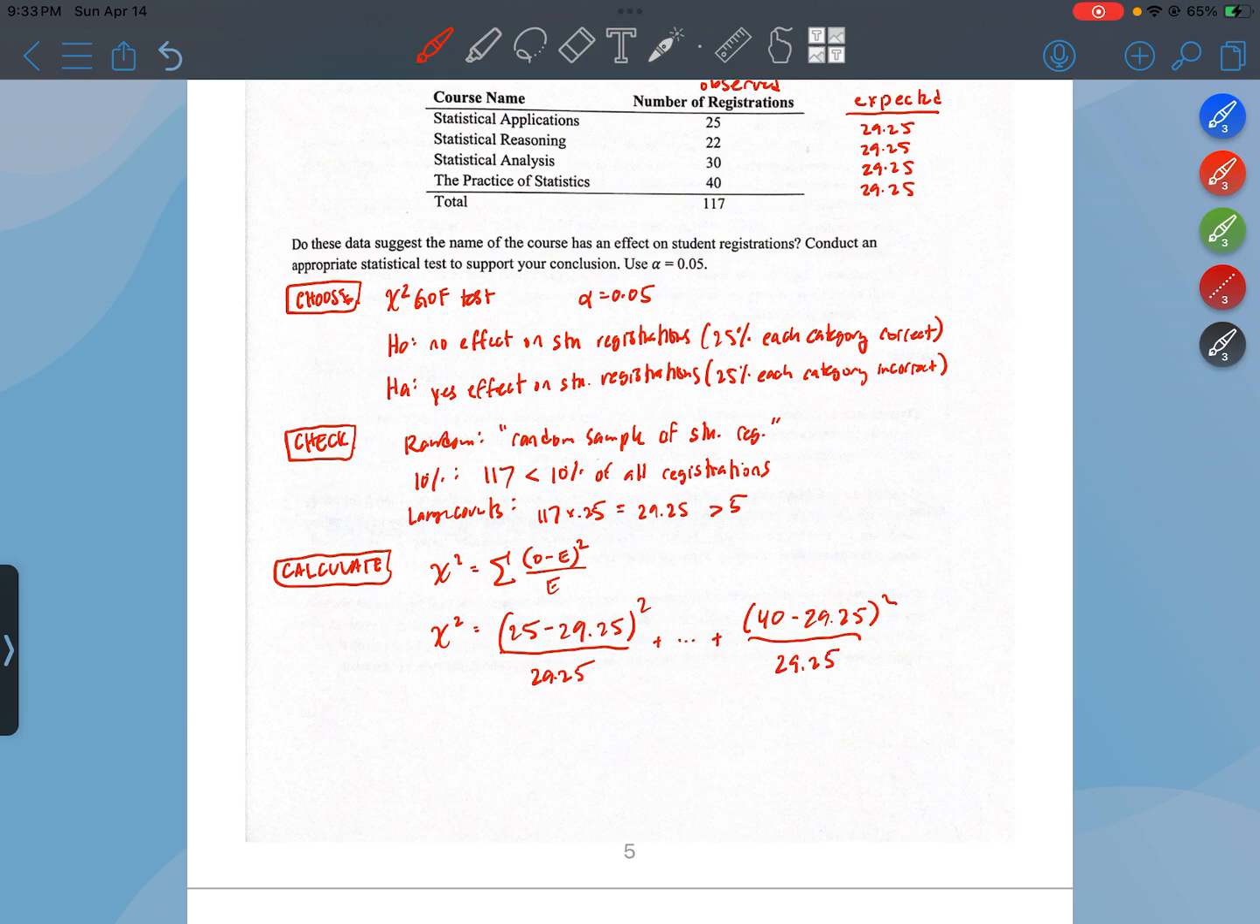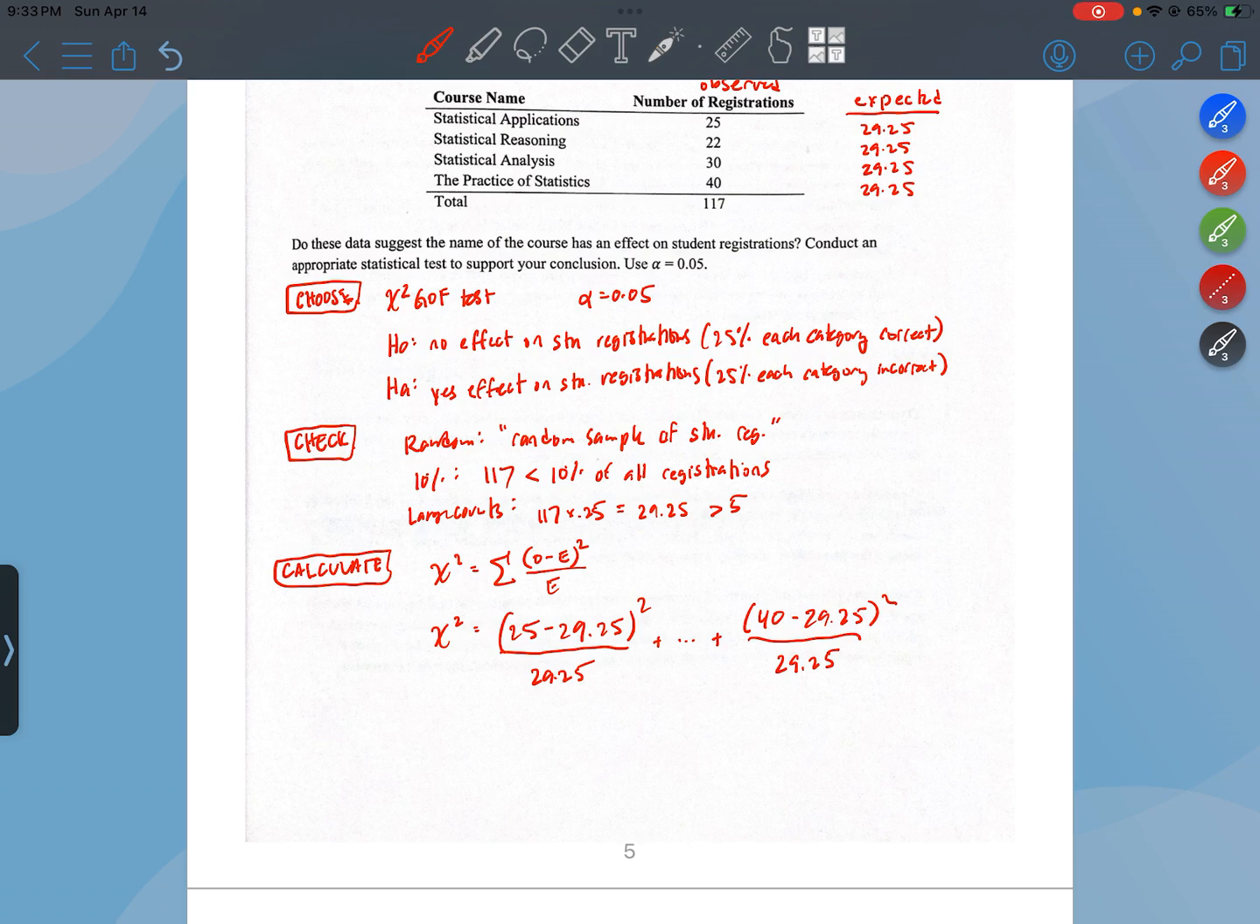I'm going to use my calculator to get the contributions here. For the chi-squared goodness of fit test, we're going to use the lists. Sorry I can't share my calculator screen with you, but I'll describe what I'm doing. I'm pressing the stat button, and in the edit menu, I'm going to type the observed counts in list 1, 25, 22, 30, and 40. Then in list 2, I'm going to type the expected counts, 29.25, 4 times. From here, we're going to press Stat again, go to the Test submenu, and then go to option D on my calculator, chi-squared GOF test.